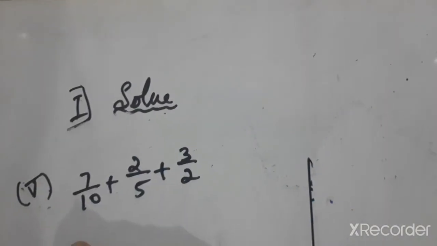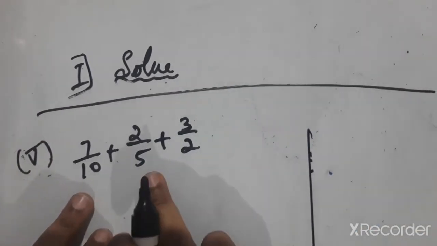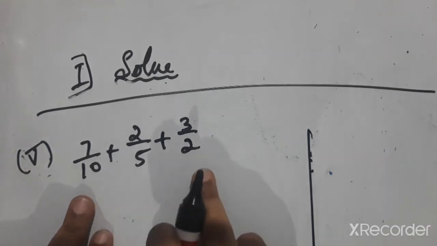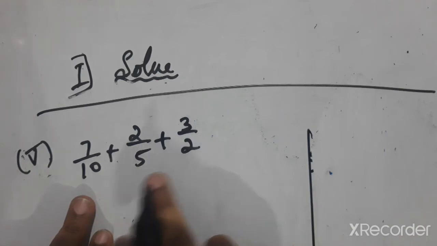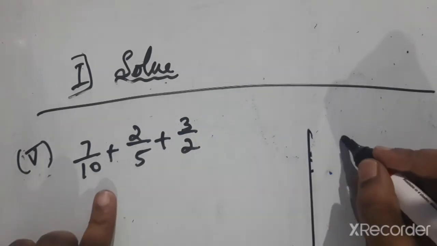Next question is the fifth one. 7 by 10 plus 2 by 5 plus 3 by 2. Now we have to find the value, means add the fractions. To add or subtract the fractions, they should be like fractions. Like fraction means the denominator should be the same value, same numbers. So convert into same value.